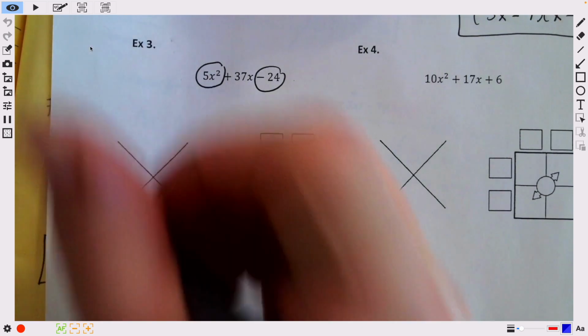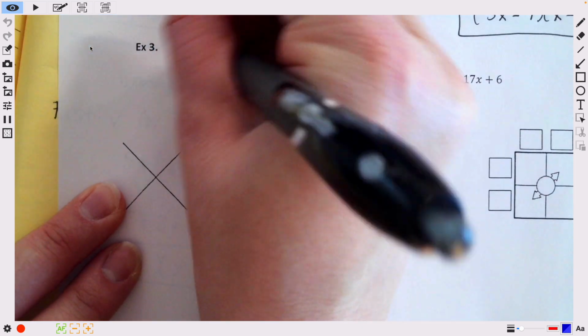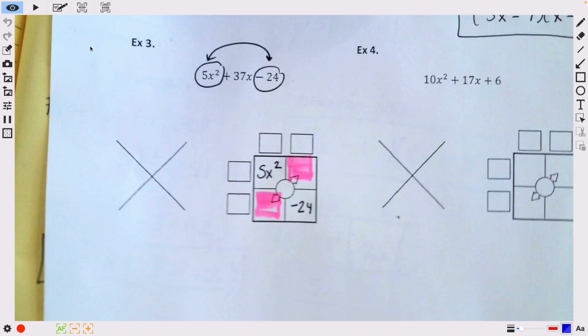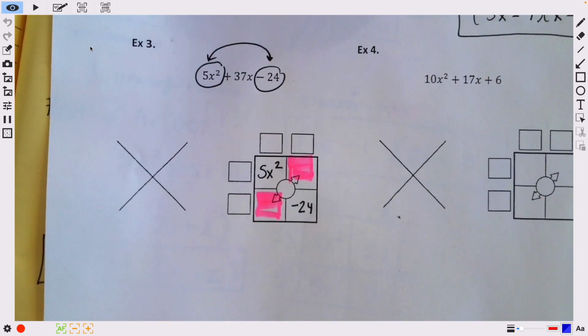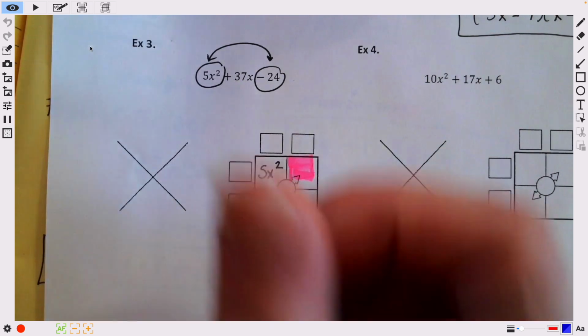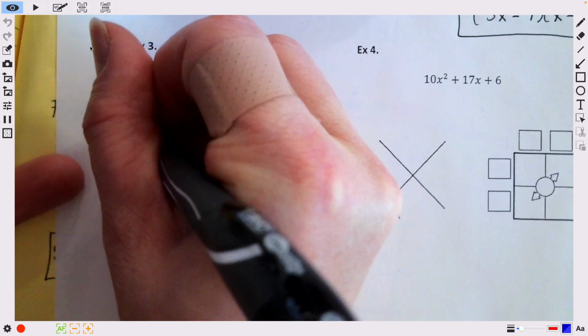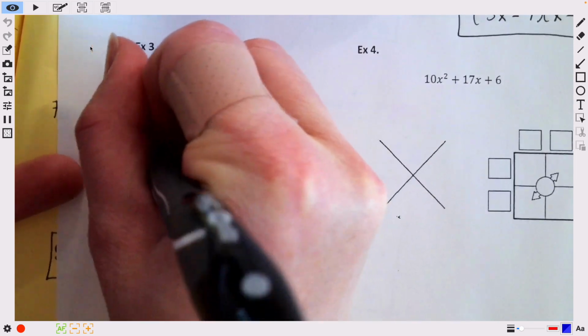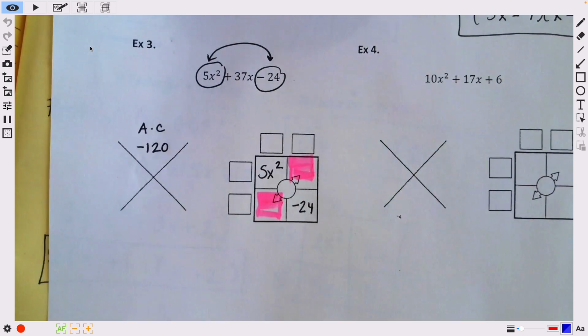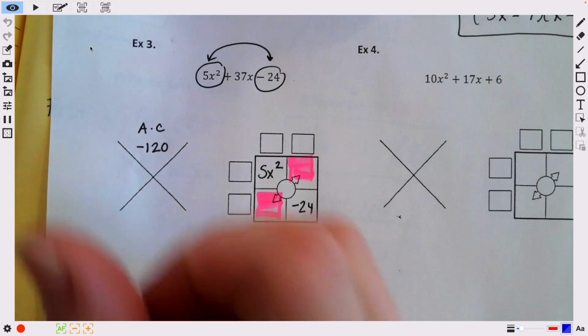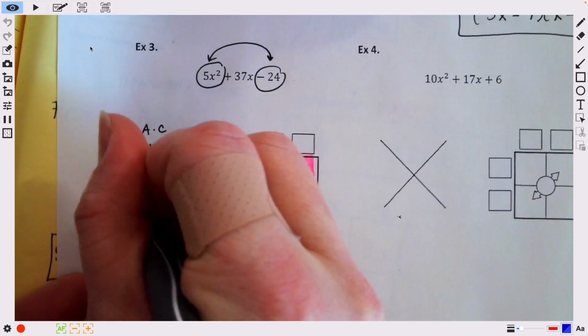Okay? The top of the X is A times C. 5 times negative 24. That's going to be a big number, huh? Negative 120. Negative 120 is in the top. The bottom of the X is always just B. So in this case, 37.